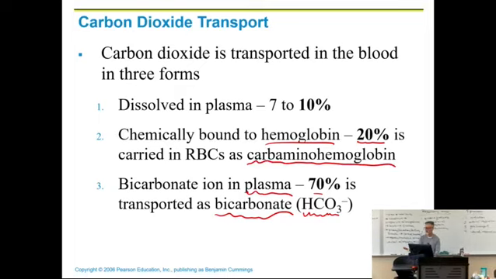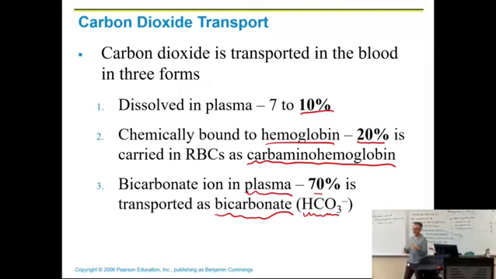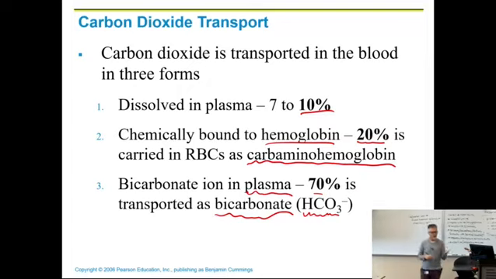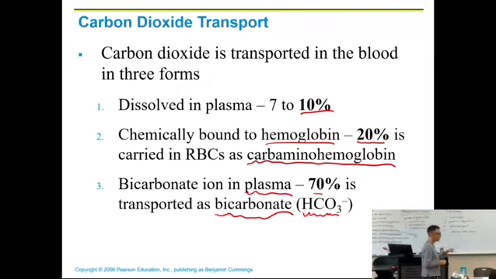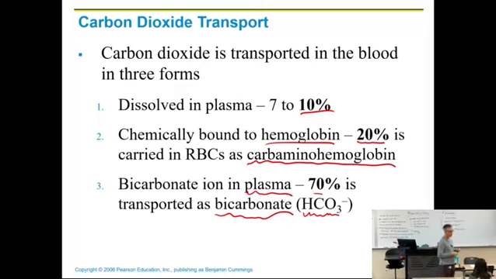Carbaminohemoglobin is a term for when it has carbon dioxide attached to it. And then about 10% is actually just floating around in the plasma itself. So the primary way that carbon dioxide is transported in the blood is in the plasma as bicarbonate ion, and we'll look into that coming up more.